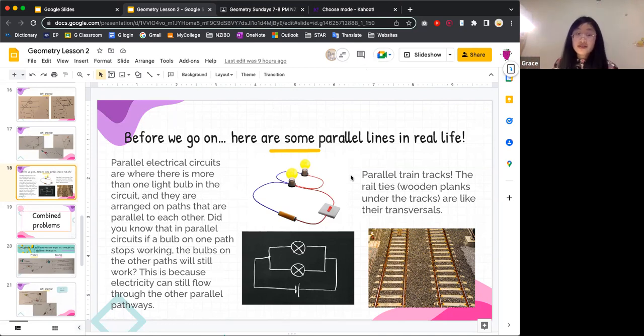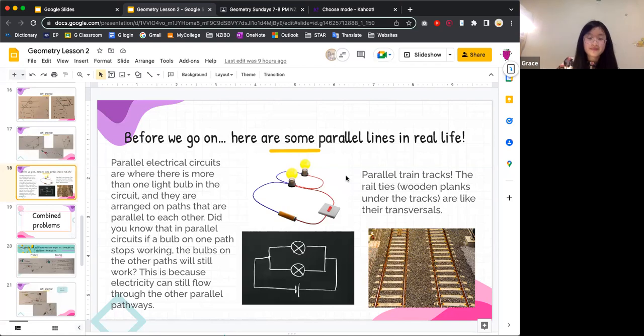So these pathways are called parallel pathways, and they run, as you can see, parallel to each other. They're different pathways for the electricity to travel through. If the bulb doesn't work, it means electricity can't pass through it, so that pathway will be broken, but the other pathways will still work because electricity can still flow through them.